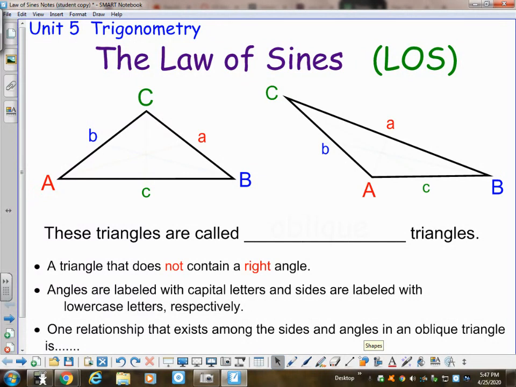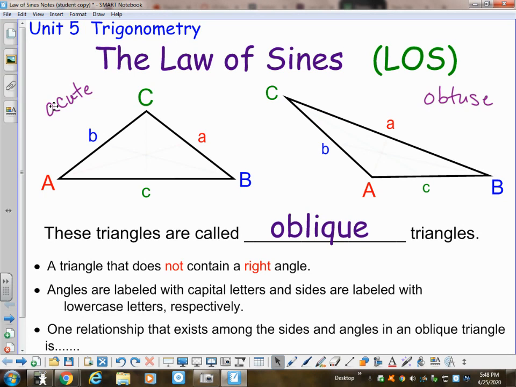Last week you did right triangle trig using SOHCAHTOA. Now we're going to take a look at what if those triangles are not right triangles. The other two types of triangles are acute, so all angles less than 90, and then we have obtuse, where one angle is larger. We call these triangles oblique triangles. Oblique: a triangle that does not contain a right angle.